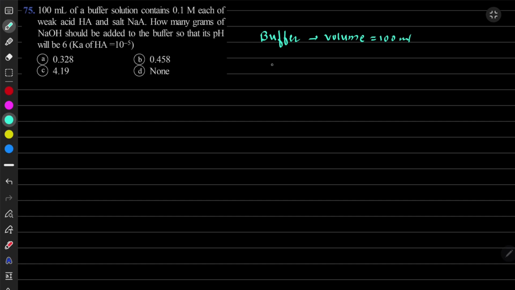There is a weak acid. What they said is a 0.1 molar weak acid, and the salt of that weak acid is also 0.1 molar. So this is a weak acid and this is a salt of it, so it is an acidic buffer.